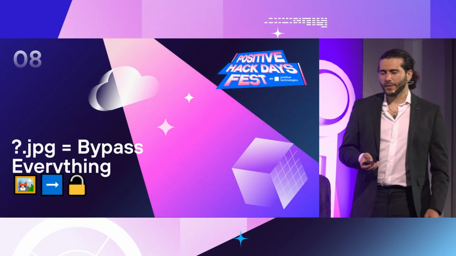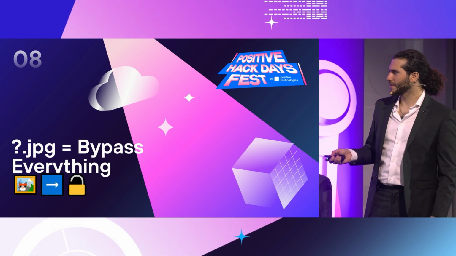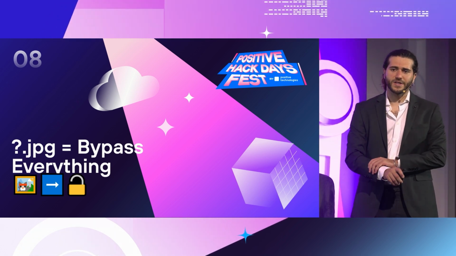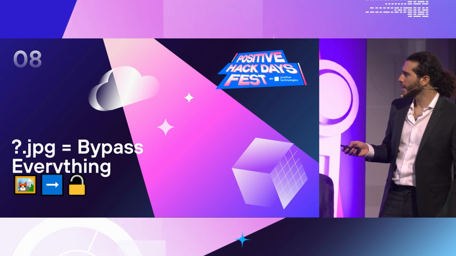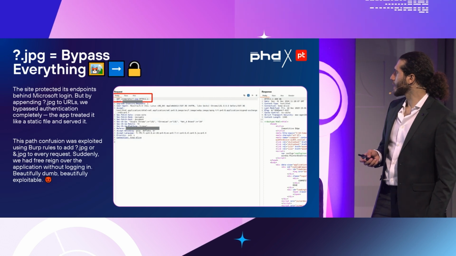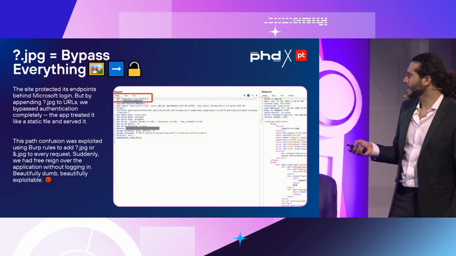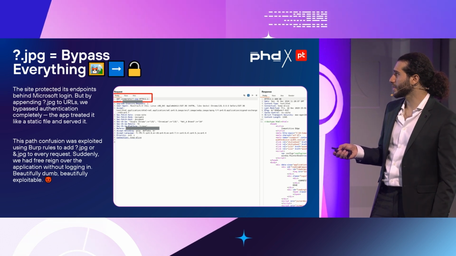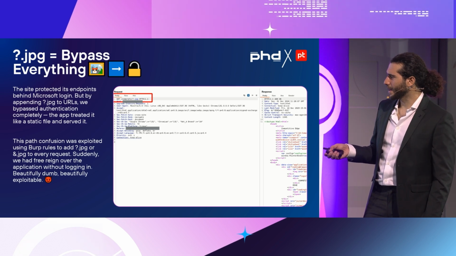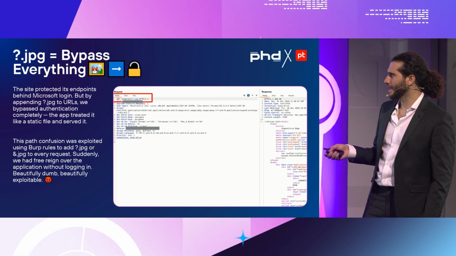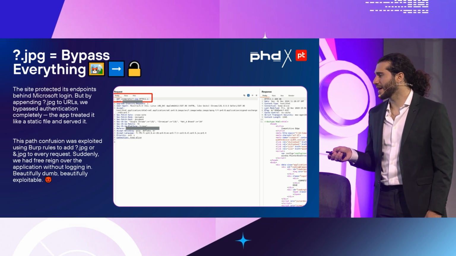Another bypass we are going to see is again a payload bypass that uses extension-based tricks. I have spoken about this multiple times, but I think that we should bring it up again because not very many people know how it works. So what happens here is that a website has protected its endpoint behind Microsoft login, but by appending this specific payload, so !.gpg, to links, we bypass authentication completely. The application treated it like a static file and served it.